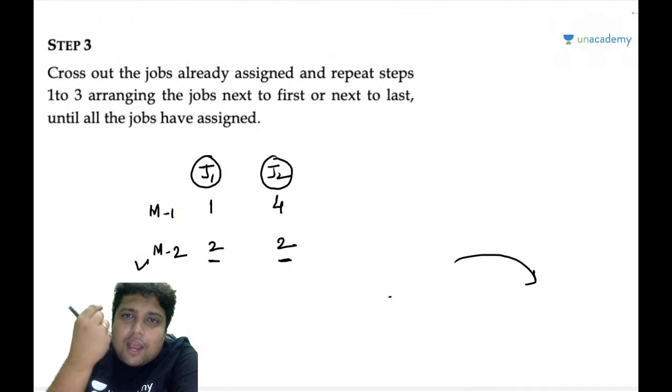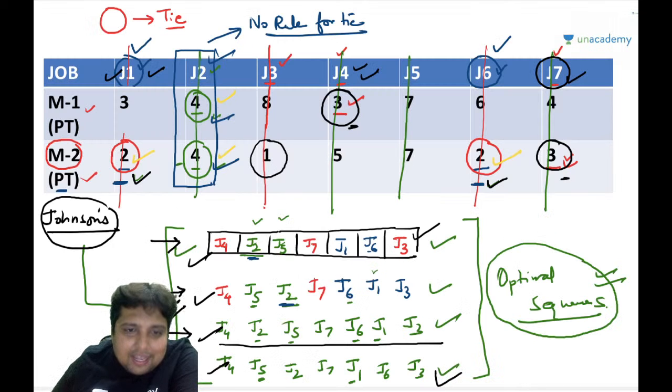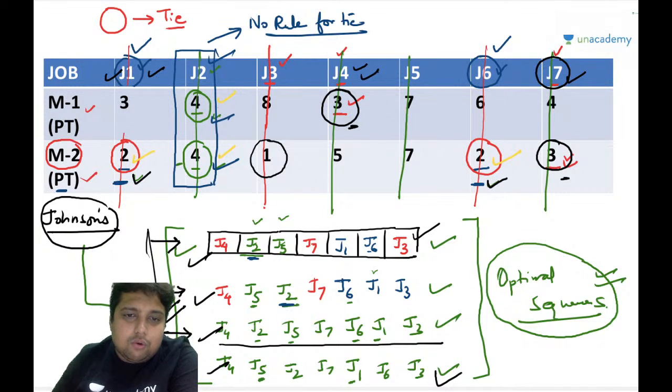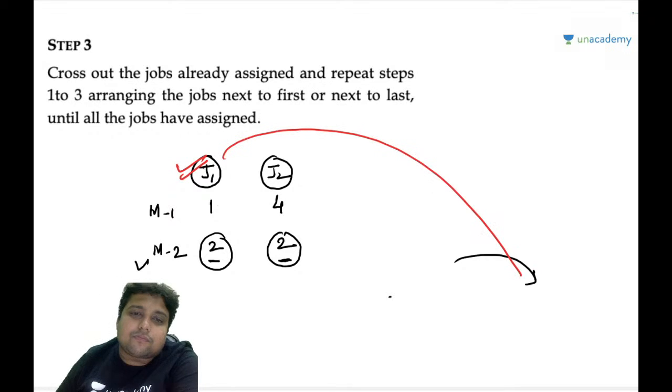But if you want to have a single sequence, suppose in some question in GATE examination, these 4 sequences are given and they ask you which is the correct option. Then what you will do? You will use this tiebreaker method. What this tiebreaker says, that if these machine 2 times are equal, select the one with the minimum time on machine 1. So select J1 and throw J1 at the last.